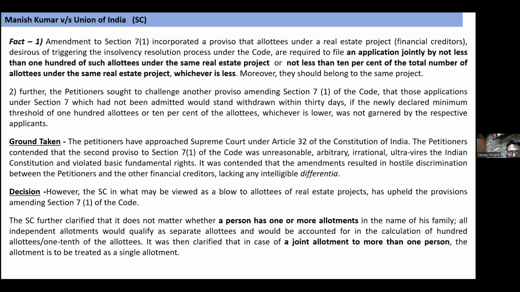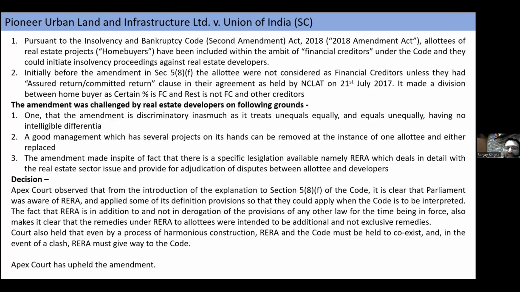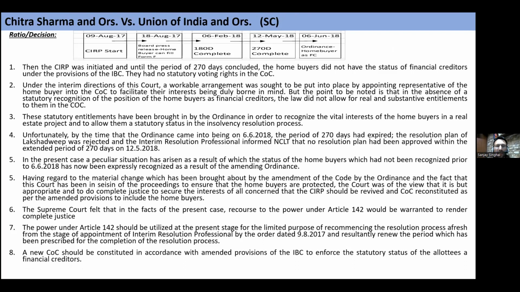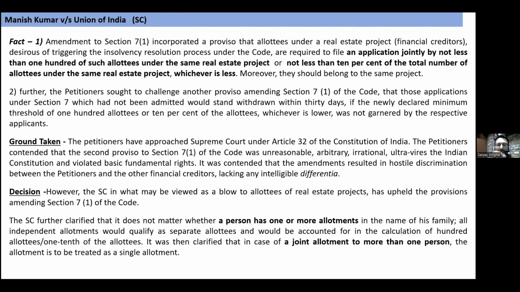So these are basically related to one aspect, the home buyer. Three cases, Pioneer, Manish Kumar, are the same case. There was one case, Pioneer, where it was challenged by the builder or developer, asking why you made the amendment and consider the home buyer as a financial creditor. They even gave one solid ground: that one home buyer can challenge the management, and the management can be replaced at the instance of one allottee. Even at that time, the Supreme Court did not consider that argument and upheld the amendment. And now in this case of Manish Kumar, the Supreme Court did the reverse judgment.